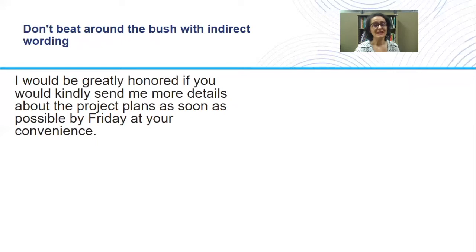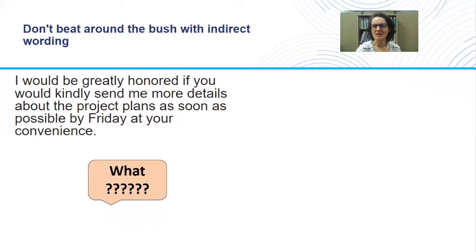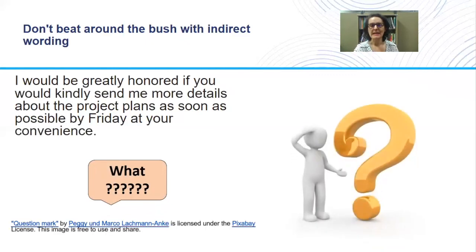Now, this example sentence is very confusing because the writer tries to be very polite, and that's why the writer beats around the bush. This is not precise. It's very indirect. I would be greatly honored if you would kindly send me more details about the project plans as soon as possible by Friday at your convenience. Okay, so what do you actually want and what is the deadline? Now I have total confusion in my head.